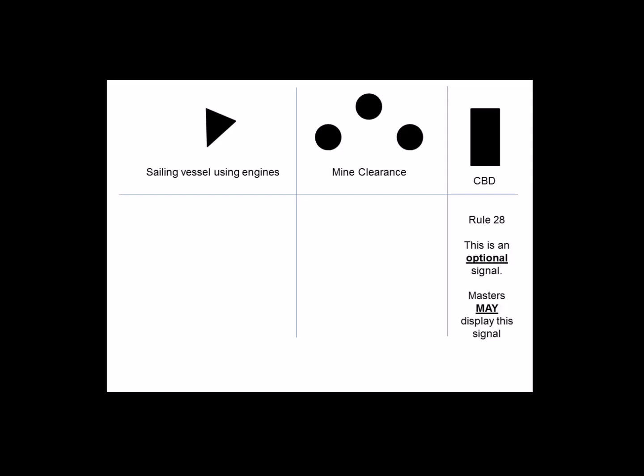And the third signal we don't commonly see is a vessel constrained by its draft, the cylinder. Now this is an optional rule. If you read Rule 28, it will tell you at the beginning of the rule that masters of vessels may display this signal. So those 3 are not common signals to be seen.